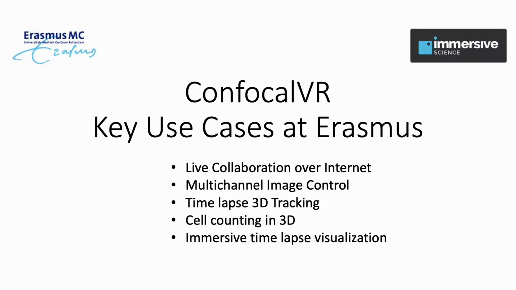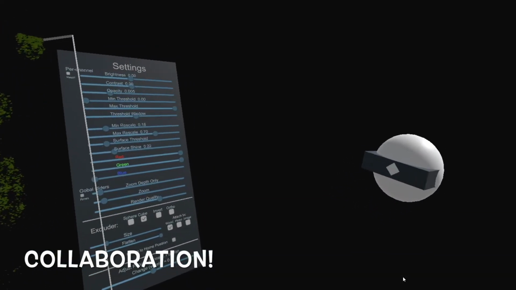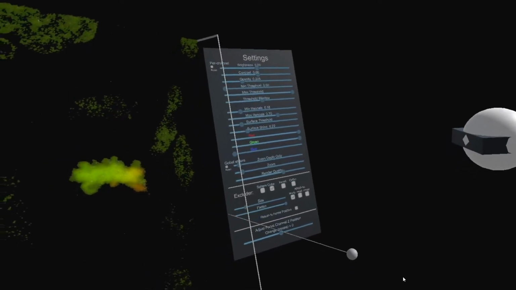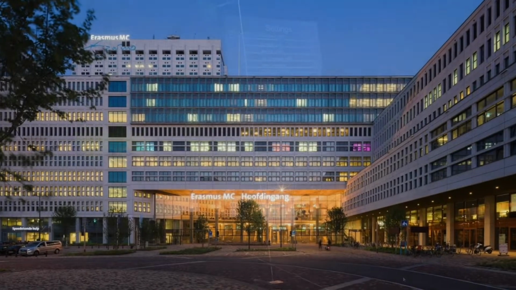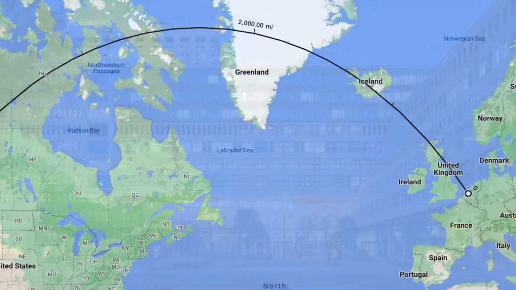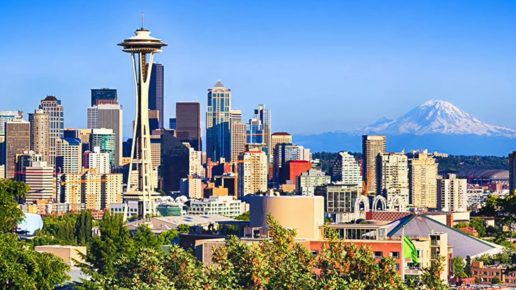This presentation provides an overview of some of the key uses of ConfocalVR in looking at complex 3D images. The collaboration part is quite important, even within one university. Just the ability to work with more people and look at the same image, point at things, move them around is very, very useful.